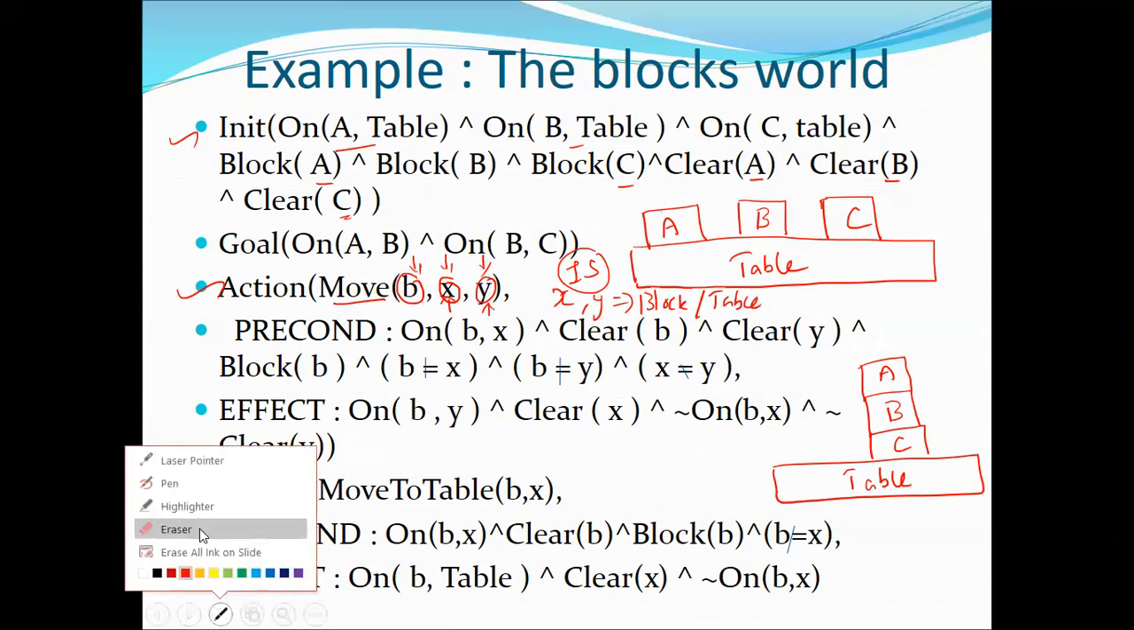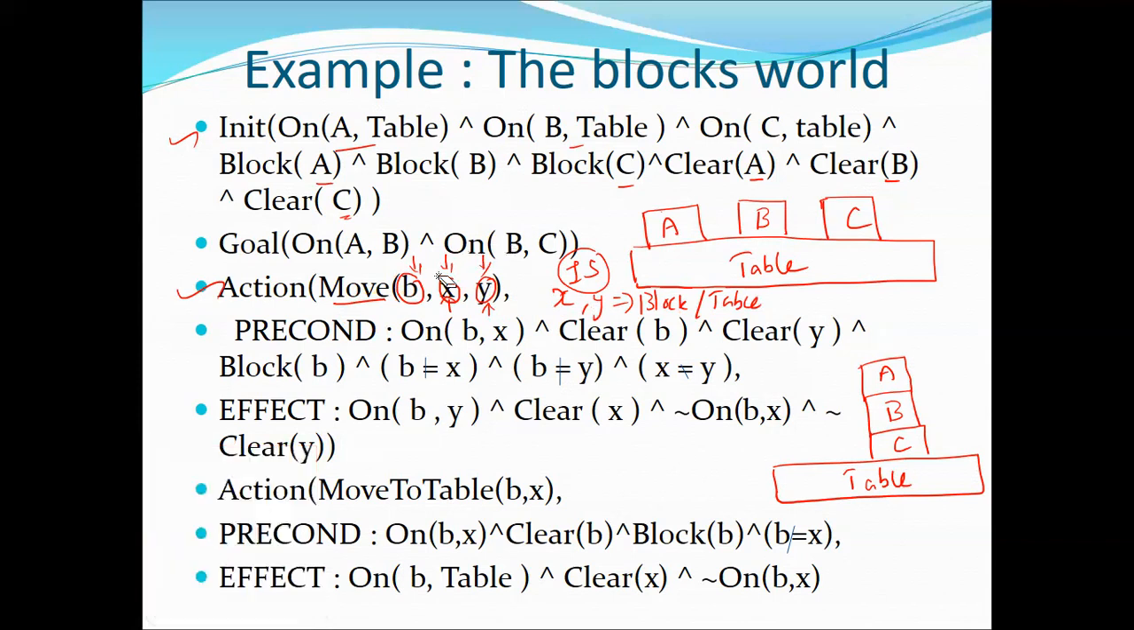So for this action, what is the precondition? There will be some preconditions for every action, as we discussed in the last class. So for this action also there is a precondition. First of all, B should be on X, then only you can apply this command. And on top of B there should be nothing. Let us assume there is something X, and on top of X we have B.